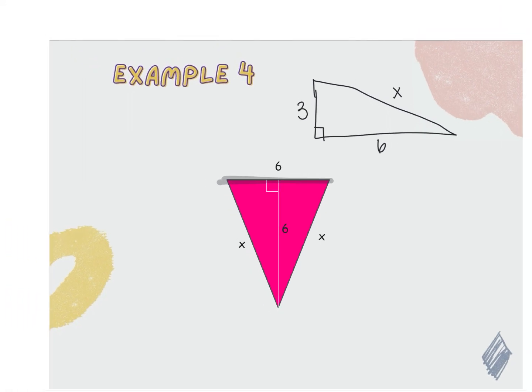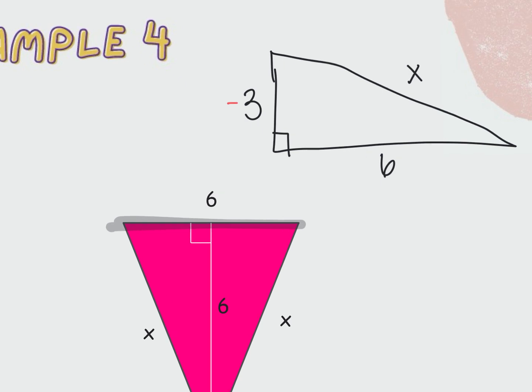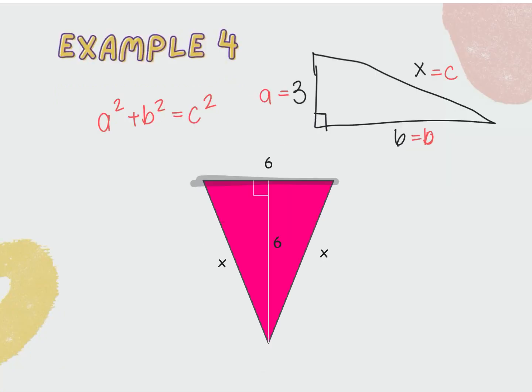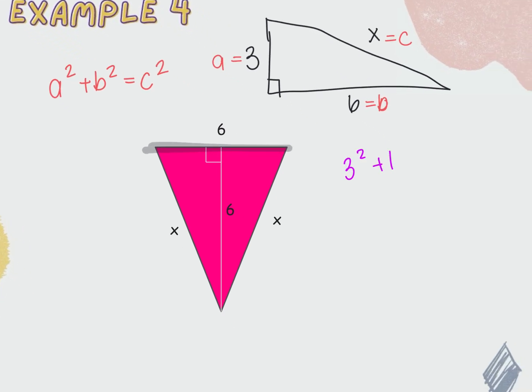So now what am I labeling these things? What's my A, what's my B, and what's my C? A is 3. B is 6. And C, x, is my hypotenuse. So go ahead and plug it into the formula and solve for x. I'm going to give you a couple of minutes to solve it. Don't forget your formula: a squared plus b squared equals c squared, and then plug in what you have. So right now you have 3 squared plus 6 squared equals x squared.